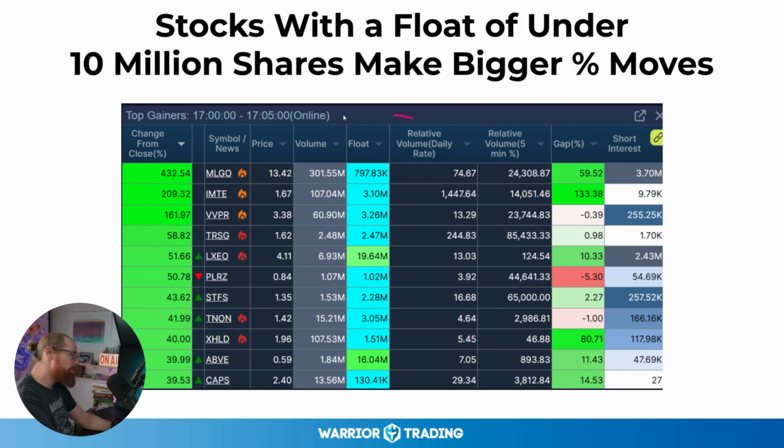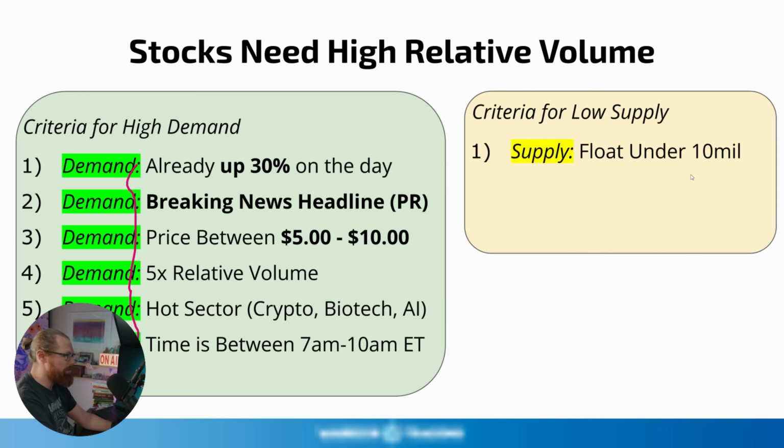So look at all of the floats on this day right here. None of them are more than 20 million shares. These are the leading gainers in the entire market. So this is a common denominator of these leading gainers. So stocks need high relative volume. We have a criteria for volume right here, which is the stock, for me to trade, should already be up 30% on the day. It should have a breaking news headline.